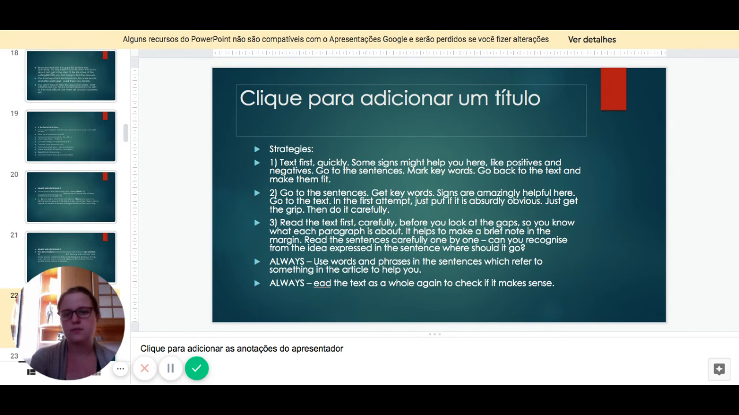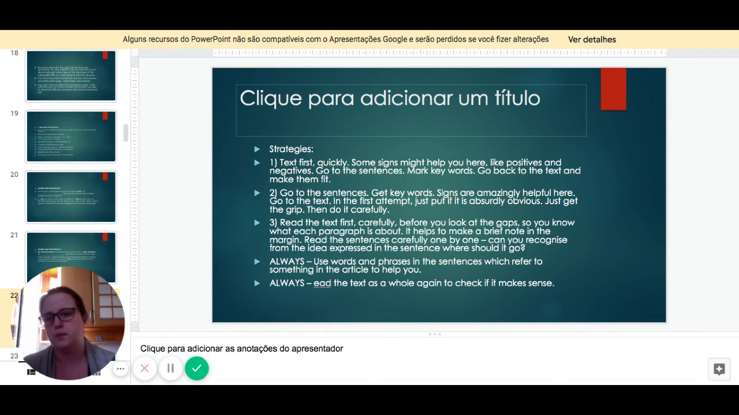Okay? Second possibility, that is my possibility, okay? Go to the sentences, get the keywords, get some ideas. For example, write positive, negative, even though you didn't read the text before, okay? Go to the text, and in the first attempt, just put in the absurdly obvious ones, just to get the idea of the text. There is always one that is absurdly obvious.